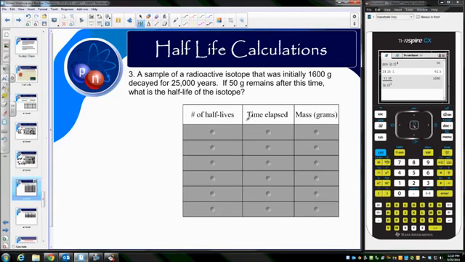A sample of radioactive isotope that was initially 1,600 grams decayed for 25,000 years. That's time elapsed. That's our original mass. 50 grams is our final mass. What is the half-life of this isotope?